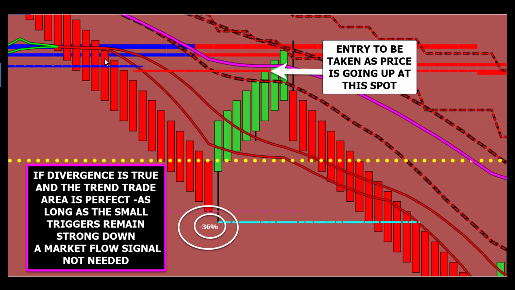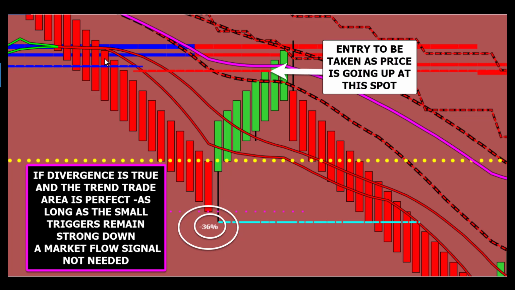Although the rule states if divergence is true prior to entry, wait for a market flow signal, in this case you will be sacrificing some of your profit potential for a confirmation signal that will almost be guaranteed to be true. The key when deciding to skip a market flow signal will be found in the trigger line strength and location.